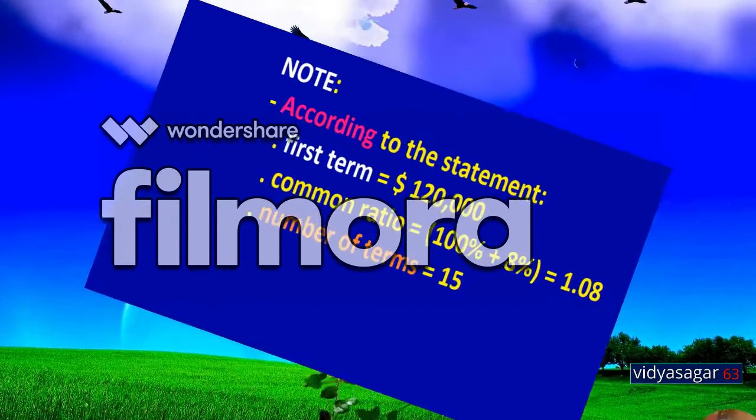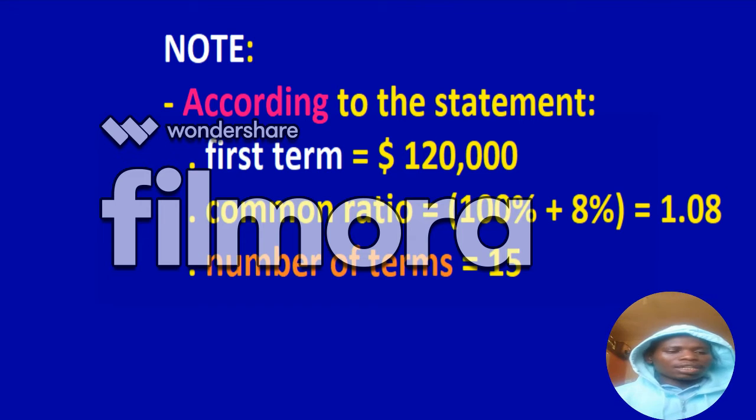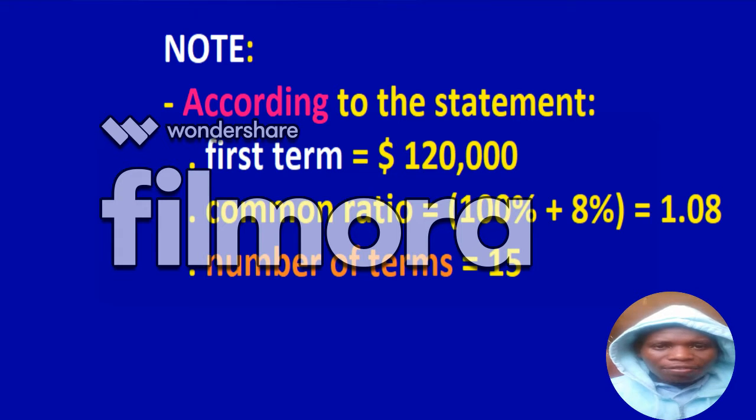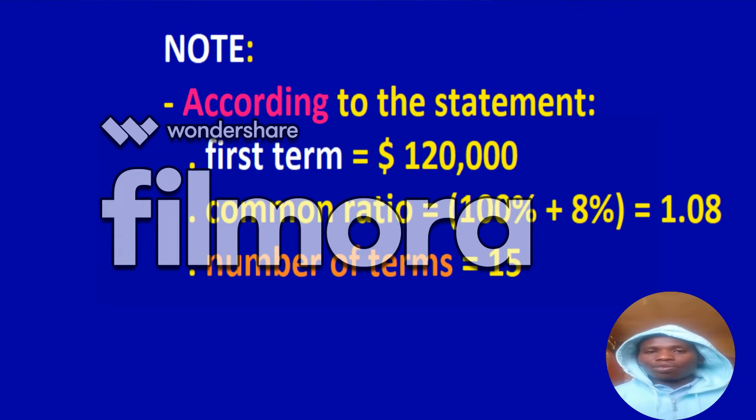The first question here: how much will the salary be during the 15th year? The question simply requires the 15th term of the geometrical progression. So let's identify some of the elements we have in this question. One, we have A, which is the first term, which is $120,000, the salary. We have N, which is the number of terms, that is 15.